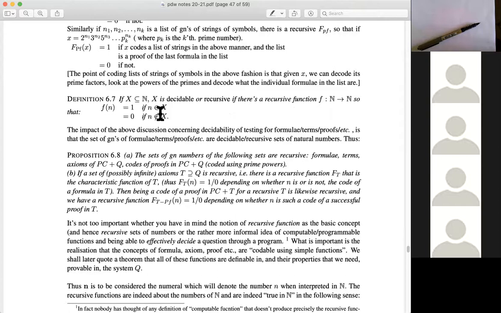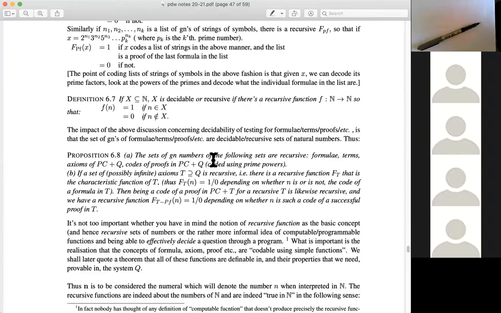So proposition 6.8 is just the counterpart to 6.4, right? It just says that all of the things that we've been talking about, I can think of as being given as recursive sets of numbers in the sense of this definition 6.7. So the following sets of code numbers are recursive. The only difference is before I was saying algorithmically decidable or effectively decidable. Here we're just saying they're characteristic functions given by recursive functions. So the notion of being a formula, term or an axiom, or being a code of a proof using our prime power idea.